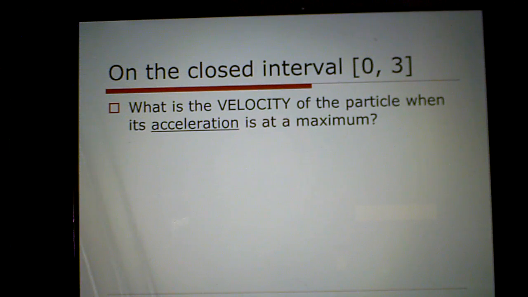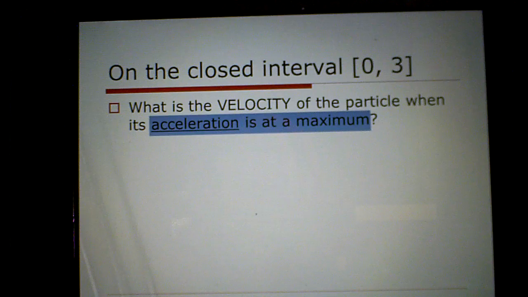So, given a closed interval, 0 to 3, what is the velocity of a particle when its acceleration is at a maximum? So we're taking a little bit of a turn here from initial value problems, asking you about velocity but when its acceleration is at a max.